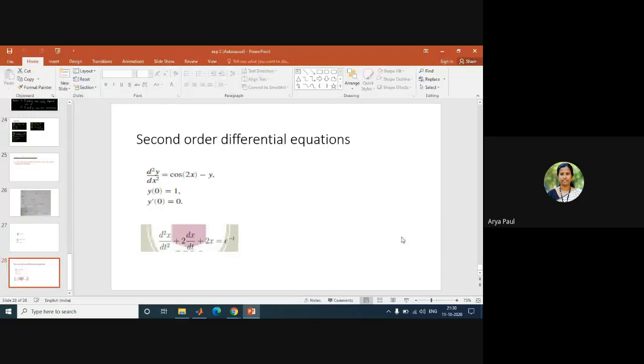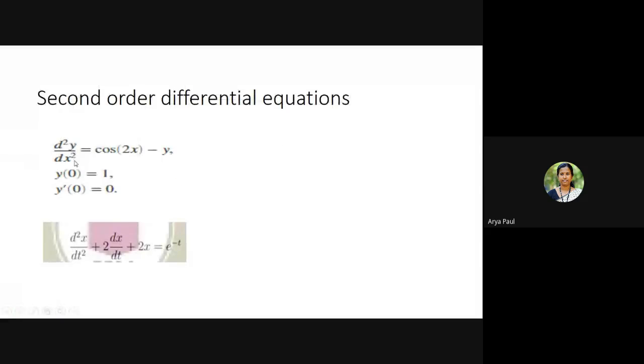Next we will go to second order differential equation. In a similar fashion you can solve using dsolve itself. So this is a second order differential equation. Hope you can see this. d square y by dx square, the order is 2, is equal to cos 2x minus y. And the initial conditions are also given: y of 0 equal to 1 and y dash of 0 equal to 0.